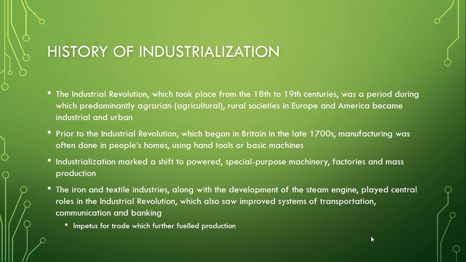And as we mentioned before, associated with industrialization is the process of urbanization. Prior to the Industrial Revolution, which began in Britain in the late 1700s, manufacturing was often done in persons' homes using hand tools and very basic, very simple machines. So when we talk about manufacturing, we're talking about cottage industry type settings where people would be producing their own textiles at home. Many times the type of trading that would take place would really be bartering. They would exchange their items with their neighbors for different things, sometimes for food, etc.